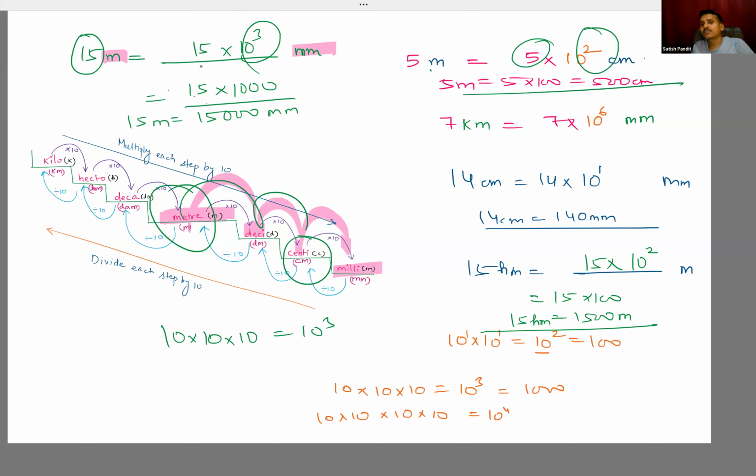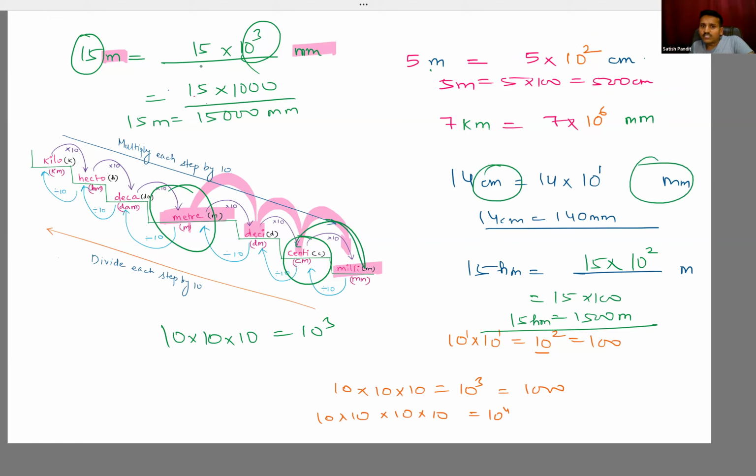So like that. Centimeter to millimeter, if you see here, 14 is a constant. So multiply 14 as it is. Centimeter to millimeter is only one jump. Only one jump. So 10 to the power 1. Yes or no? So whenever we are going down, power will be positive. Whenever we are going down, power will be positive. When we are going up, power will be negative.